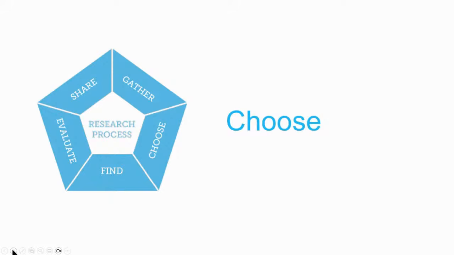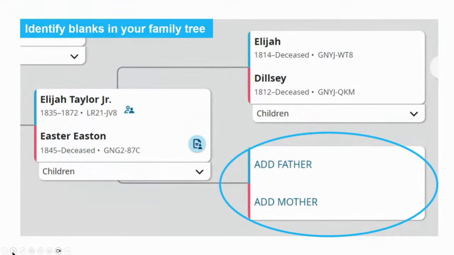After we have reviewed and organized the evidence we gathered, the next part of the research process is to choose a research goal. As you're entering information into Family Tree, you may have come across some places where you have blanks. This is where you do not yet know the identity of one or both of your ancestors' parents. In some cases, these individuals may already be named in Family Tree, but they aren't linked yet to your branch of the family. Other times, they may not have been identified and entered by anyone. These blank spaces are a great springboard for choosing a research goal.